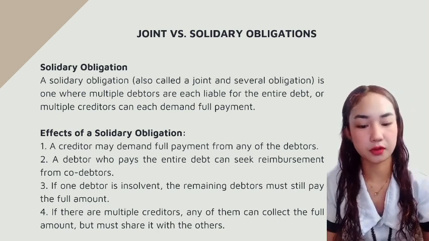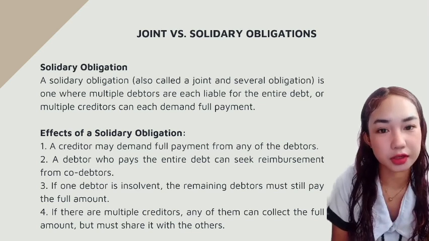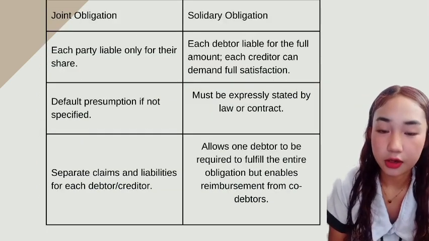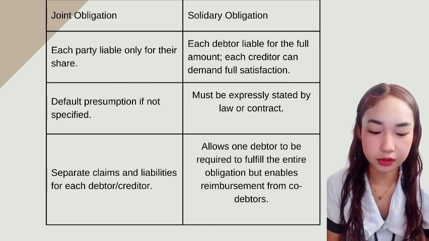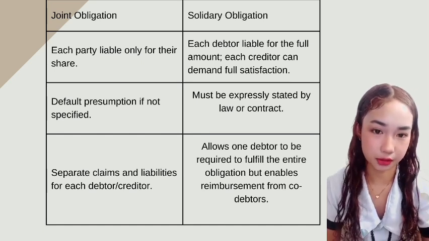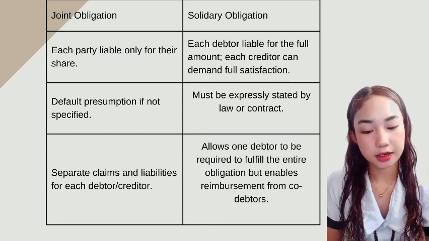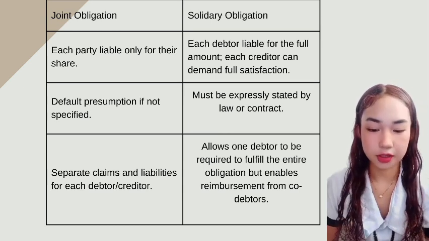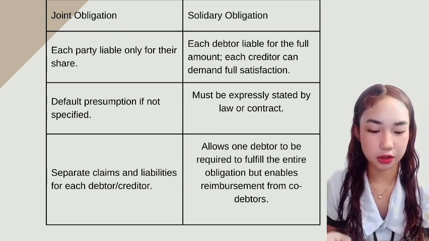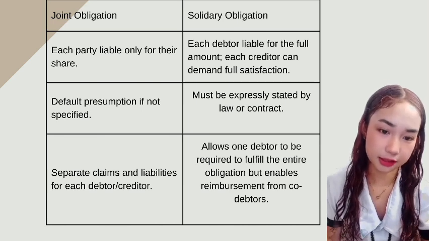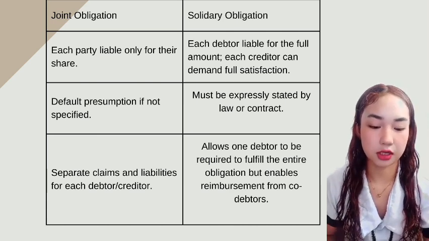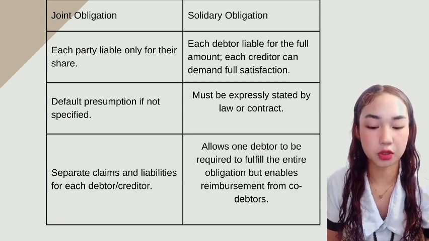Okay, so we also have the characteristics of joint obligation. First, the creditor can sue all debtors together. Second, each debtor is only liable for their proportionate share of the debt. Last, if one debtor is unable to pay, the creditor can only collect from the remaining debtors for their proportionate share.